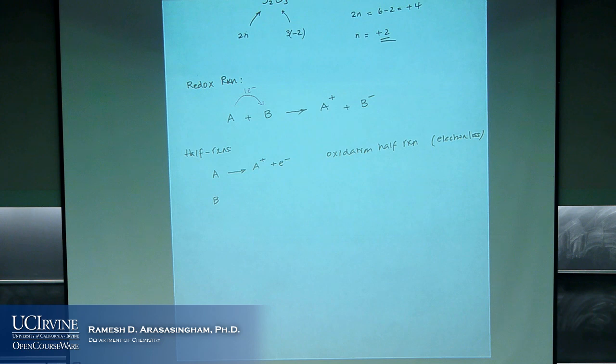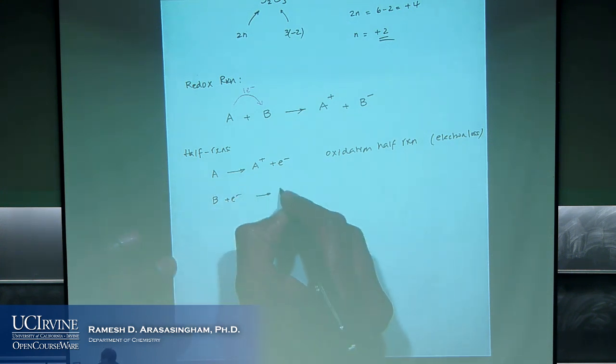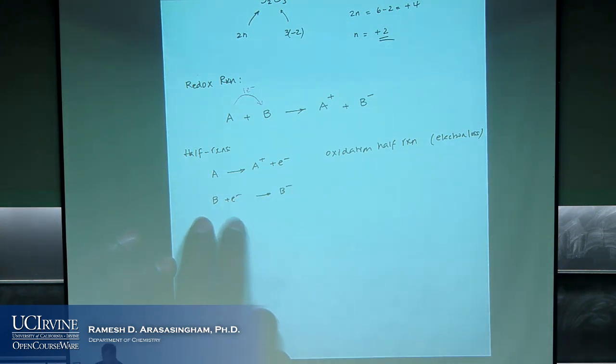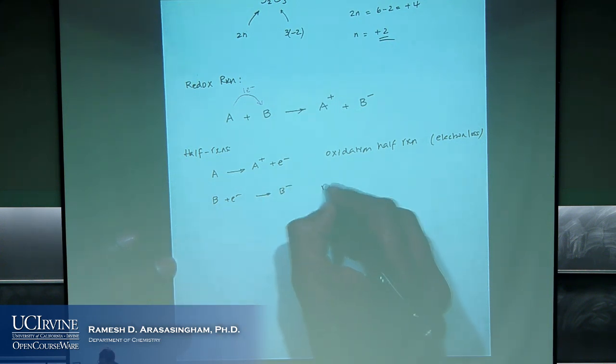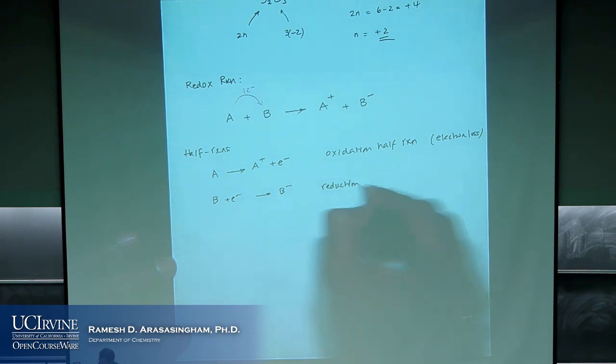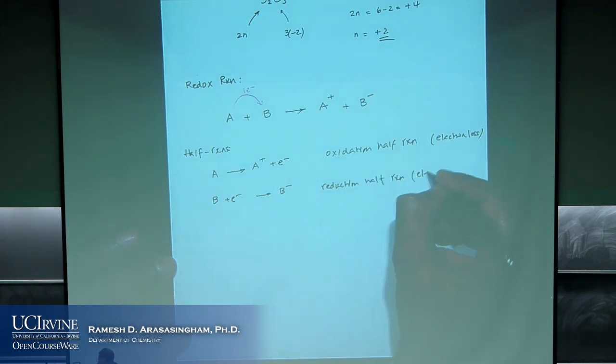If you look at the reduction half reaction, this electron that's given off is picked up by B, and it goes to B minus. Once again, charge balance. You have neutral, -1. So on this side I have a -1 charge, therefore on this side I have to have a -1 charge as well. This is called the reduction half reaction. Why? This is where electron gain occurs.